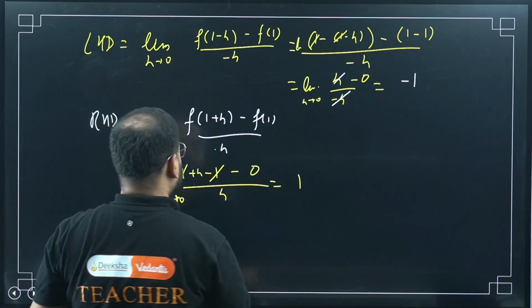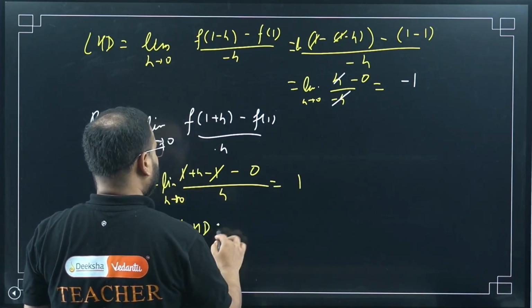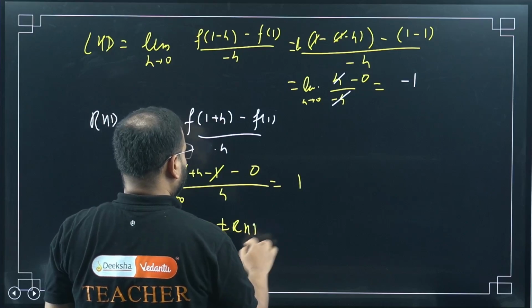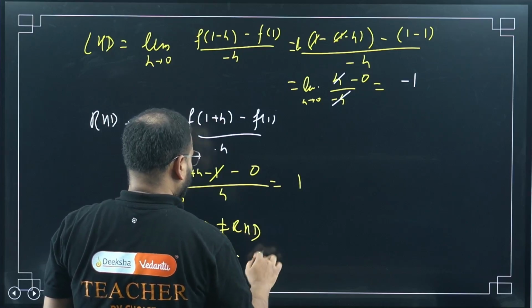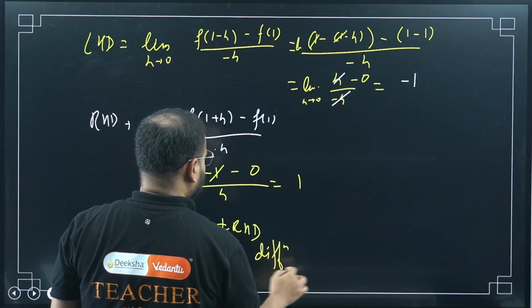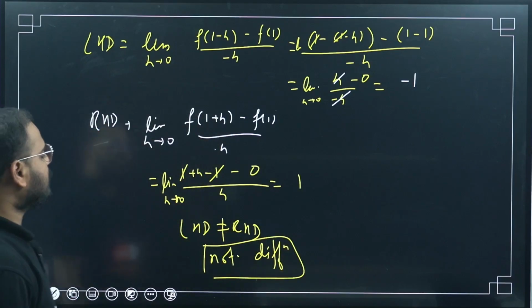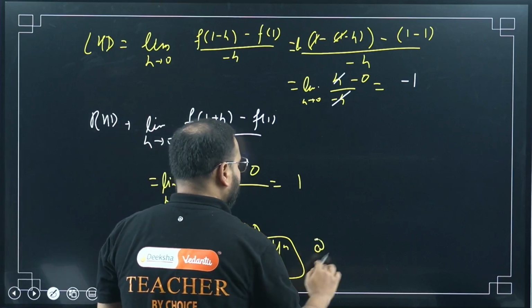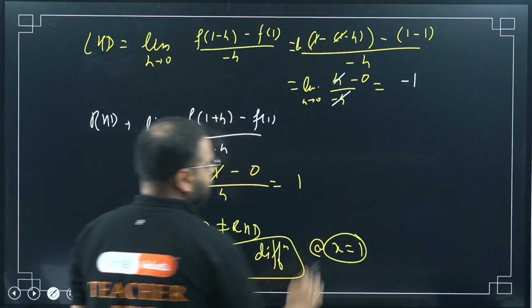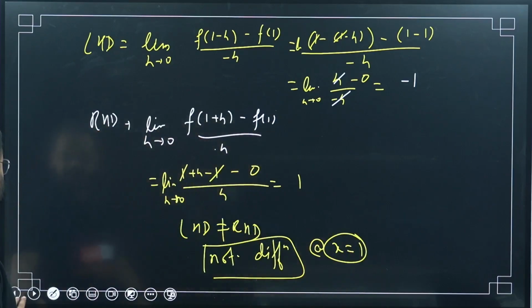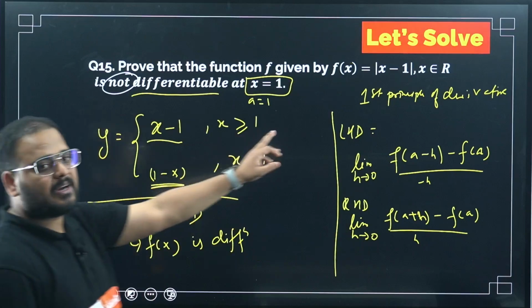So what is my RHD? So my LHD is not equal to RHD. So what is it? Not differentiable, sir. We cannot differentiate at x equals 1. At where? At x equals 1. This function is not differentiable at x equals 1.